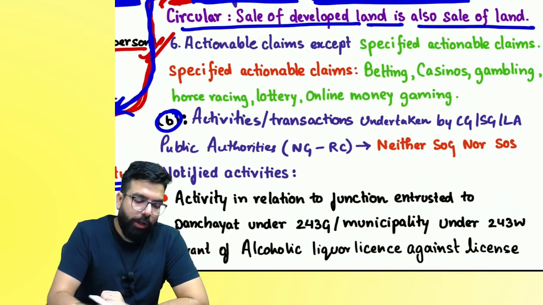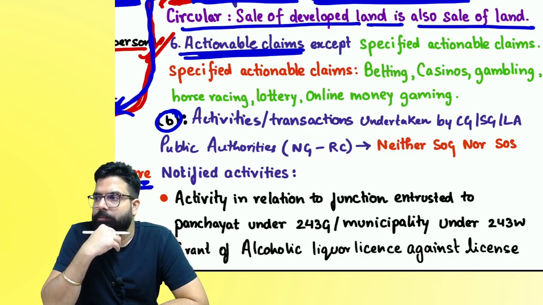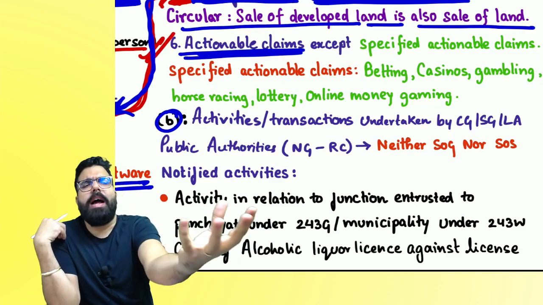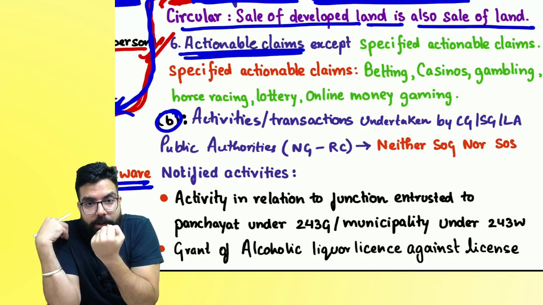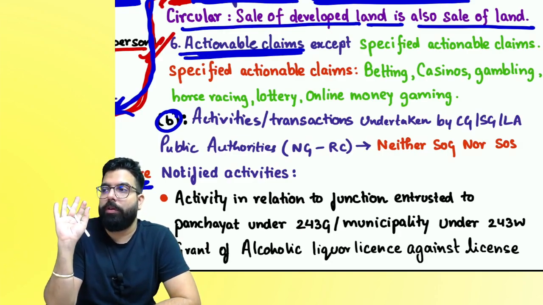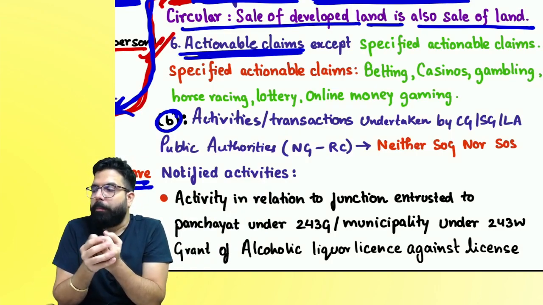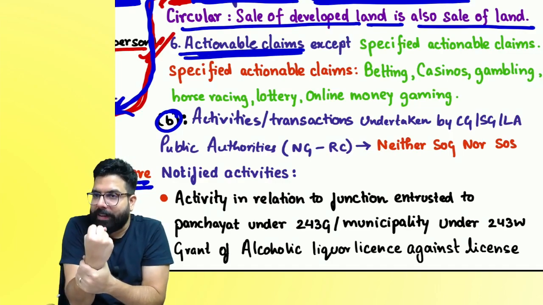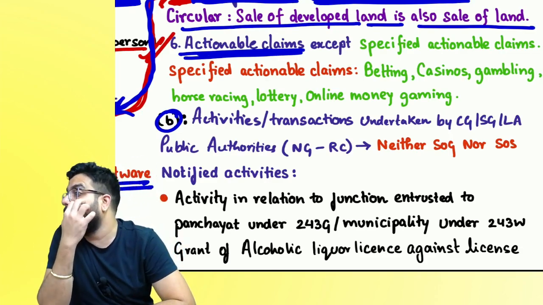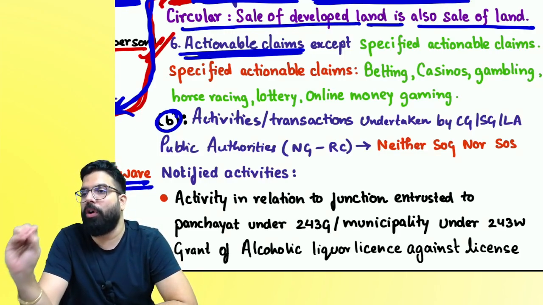Now, do you remember actionable claim, everyone? What is actionable claim? I have a right to receive arrears of rent. I have a right to receive insurance. Lottery, betting, gambling. They went ahead and told all actionable claims are goods. But this actionable claim is neither supply of goods nor supply of service. There will be no GST. It will never come under GST. Are we clear, everyone? There will be no GST on all the actionable claim.